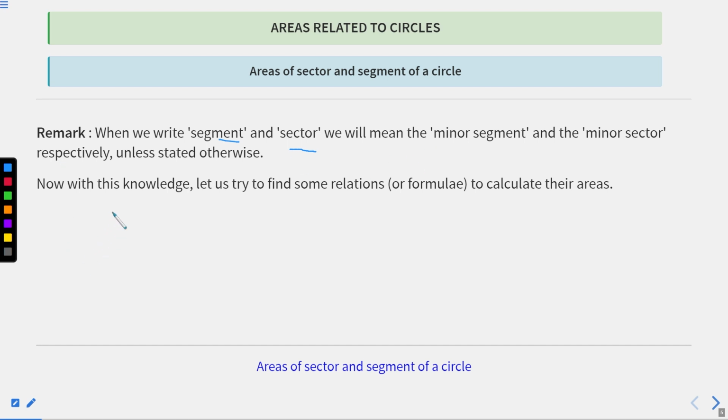Now with this knowledge, let us try to find some relations or formulas to calculate their areas. So now we will discuss areas of the sector and segment of a circle. We will explore some relations and formulas to calculate their areas. So let us start.